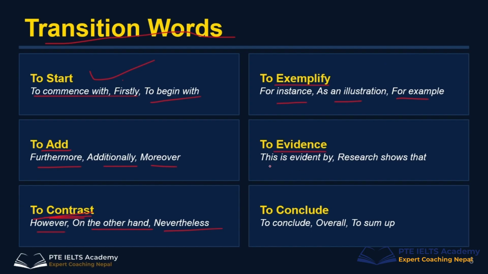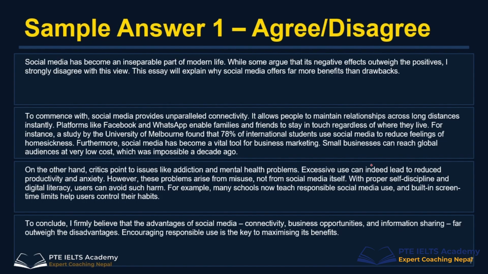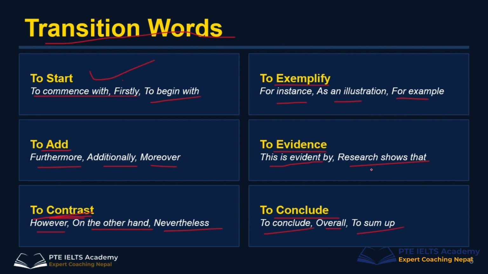To evidence, when you back up your point with a fact or research, use this is evident by or research shows that. You can invent plausible research for PTE, just make it sound credible. To conclude, to start your conclusion, use to conclude, overall, or to sum up, then restate your position clearly. I strongly recommend memorizing at least 2 phrases from each category. Use them naturally throughout your essay and your coherence score will improve significantly.